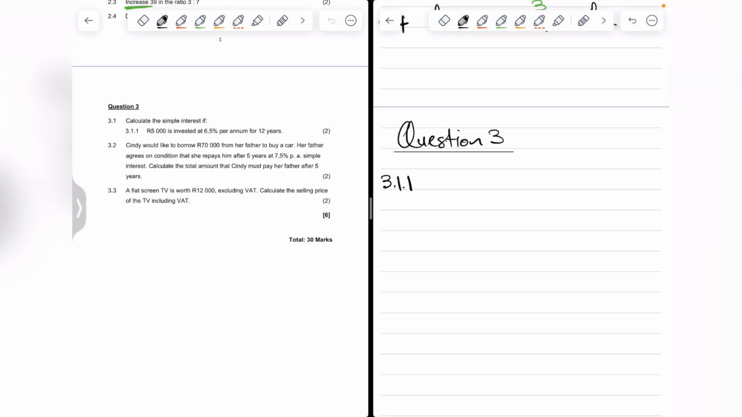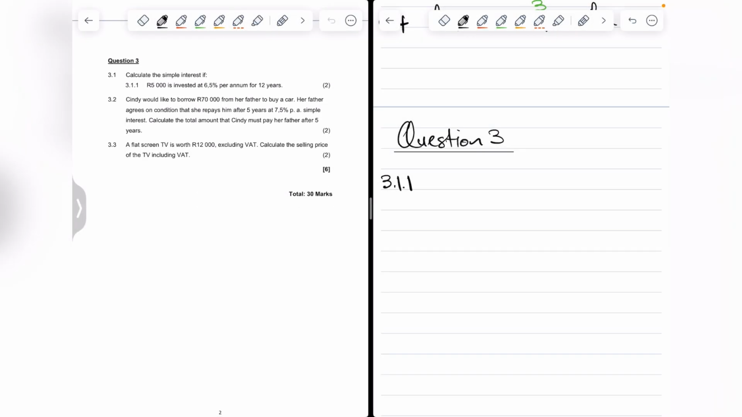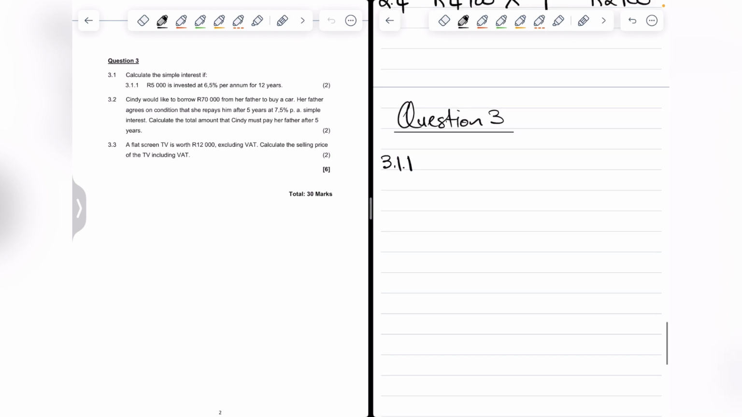All right, question 3 and the last question here. This deals with a little bit of finance. First question is calculate the simple interest if 5,000 Rand is invested at 6.5% per annum for 12 years. So this is pretty straightforward. I'll show sort of both versions of how to do this.